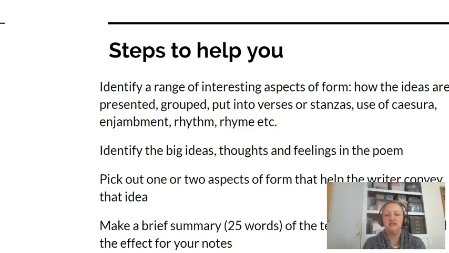So when we've identified a range of those, I'm really looking for sort of 9 or 10. What I'm then looking for are the big ideas of the poem and what the poem's really about, what the feelings in the poem are, what the mood is, those kind of things. And then I pick out one or two aspects of form that help the writer, the poet, convey that idea.